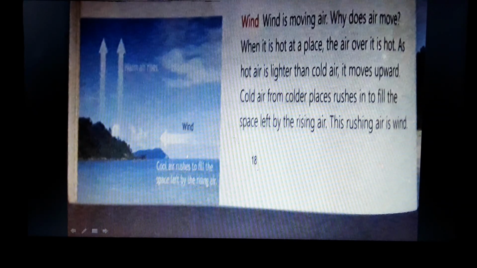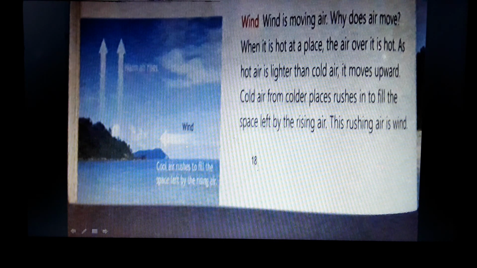Let's read. Wind is moving air. Why does air move? When it is hot at a place, the air over it is hot. As hot air is lighter than cold air, it moves upward. Cold air from the colder places run in to fill the space left by the rising air. This rushing air is called wind.